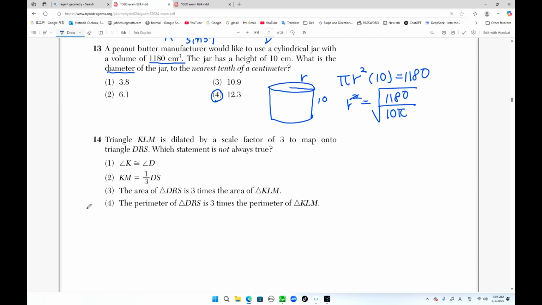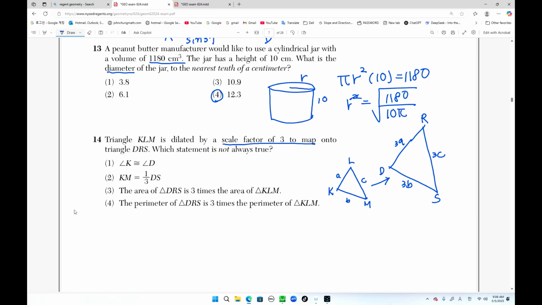Okay. Next number, triangle KLM is dilated by a scale factor of 3 to map onto triangle DRS. Triangle DRS, okay, scale factor equals 3 times, right? So for example, if this is A, this is B, this is 3 times: 3A, 3B, 3C, right? Something like that. Sorry, this is KLM, right? KLM, DRS, okay? DRS is the image this way, right? 3 times.